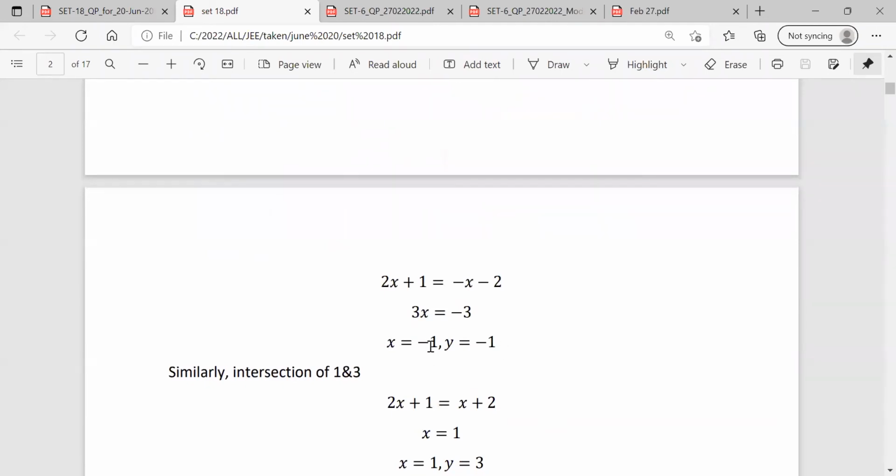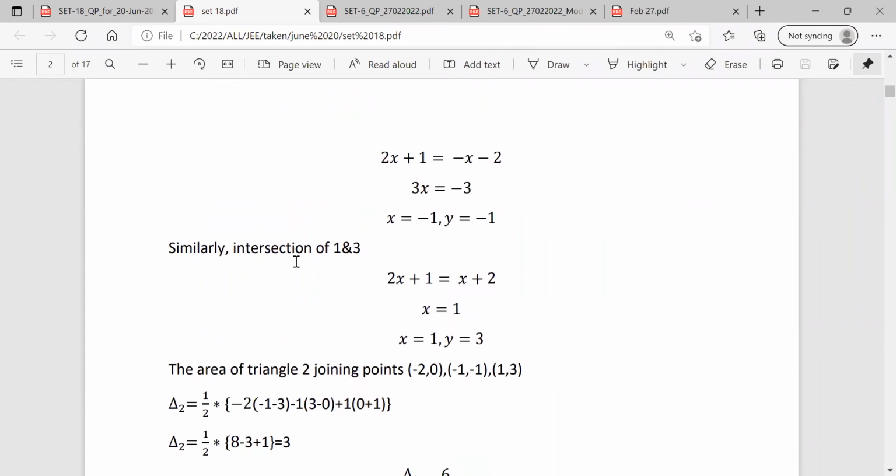The other value becomes minus 1 and minus 1, so x is minus 1 and y is minus 1. I feel like I don't need to go deeper in solving all these mathematics. I know you are good at solving all these things because you all are JEE aspirants. Now the next step is we have the 1st and 3rd lines. We have to solve both equations and find the values of x and y.